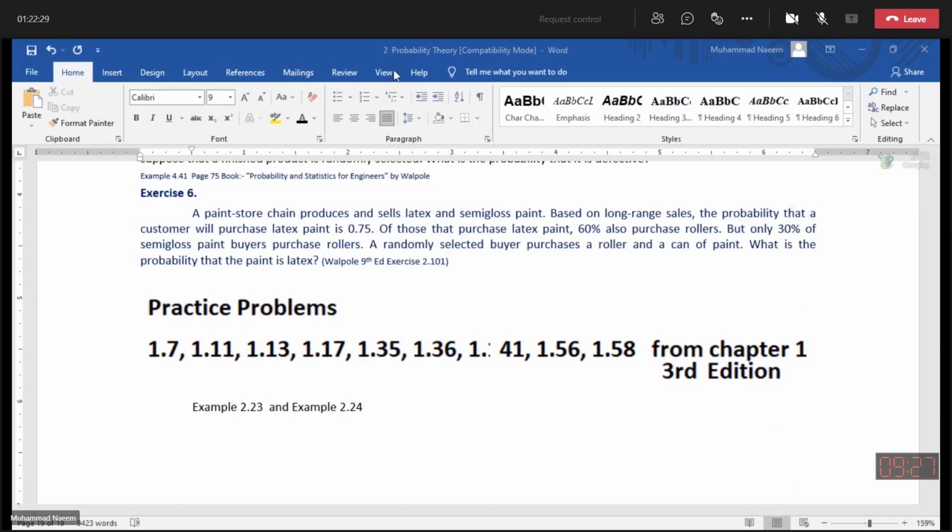Inshallah, next week we will continue from random variables. Random variables and some well-known distributions like binomial, Poisson, negative binomial, geometric, normal, and exponential.